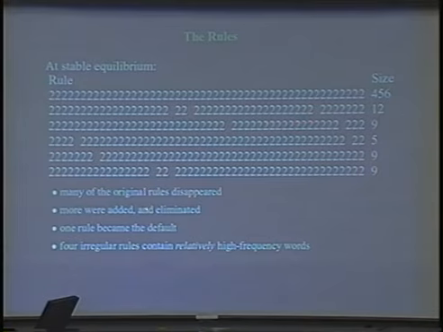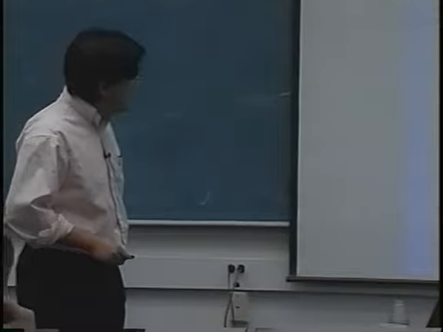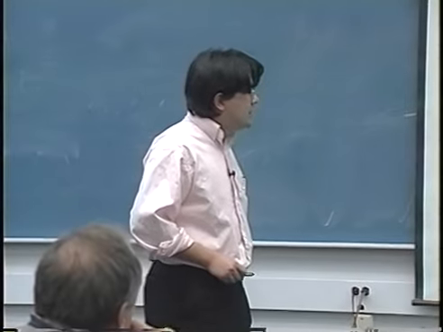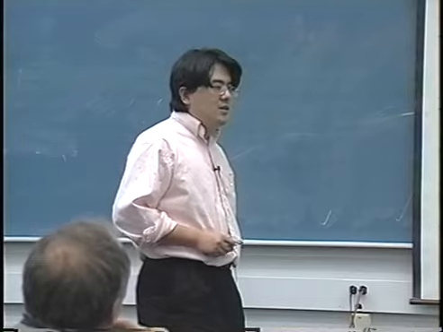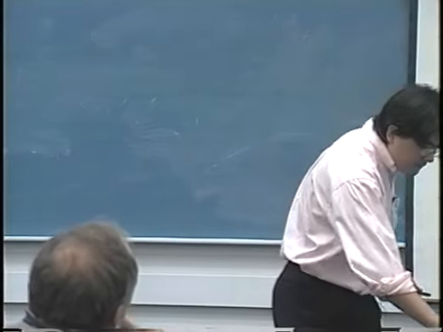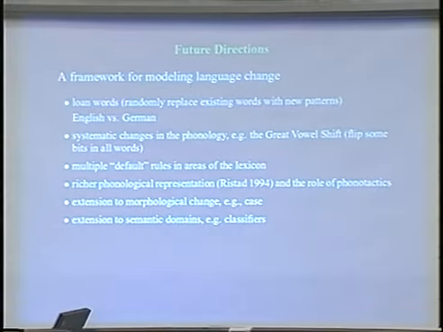So what we get here is that many of the original rules disappeared. We started out with 50 rules, now we only have 5, and certainly in the process a lot of them were added when you modify rules to be more general or more specific, and they disappeared as well. One rule became the default, the one there, and there are 5 irregular rules containing relatively high frequency words. I didn't report the frequency here, but they're all pretty high. There are a few directions that can be taken with this work.